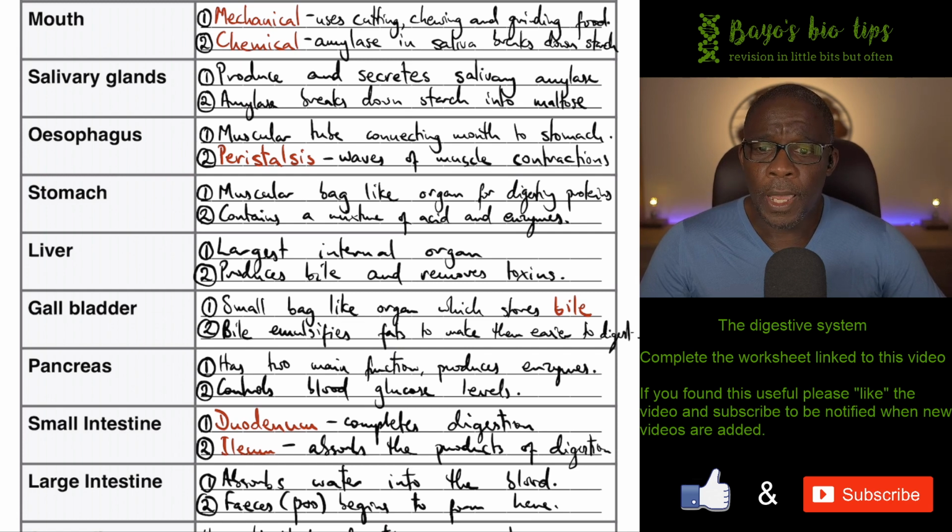The next step is the pancreas. So the pancreas, I mentioned earlier, has two functions. It produces hormones which help to regulate the blood glucose levels, which is important, but is not directly linked to digestion.